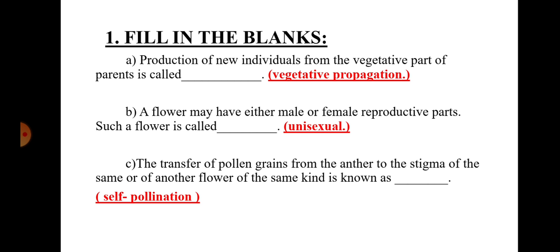Then C. The transfer of pollen grains from the anther to the stigma of the same or of another flower of the same kind is known as self-pollination. Okay, that is called self-pollination.